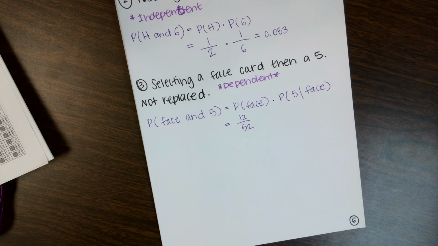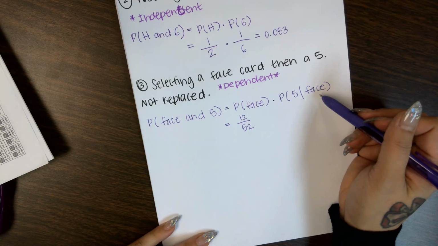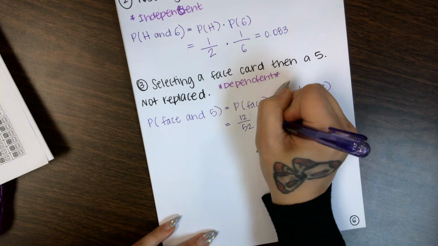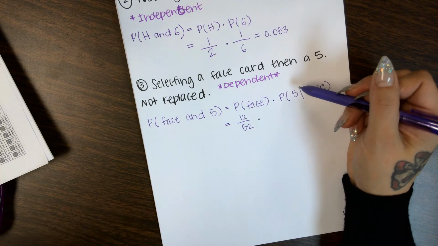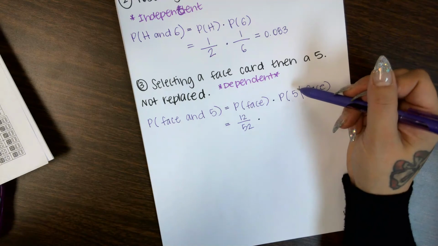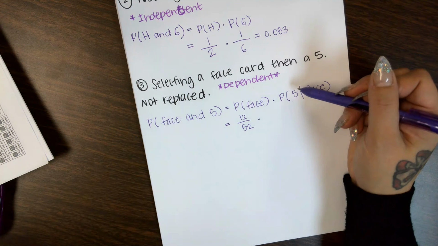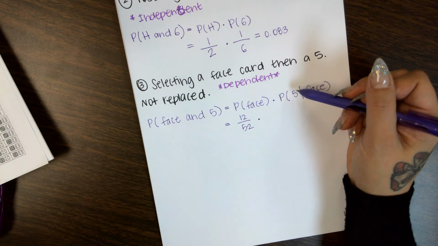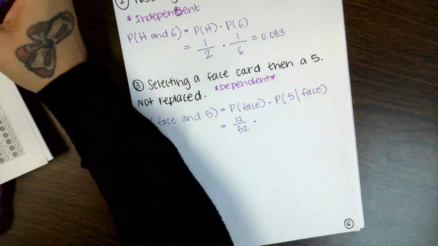And then remember with the conditional, whenever we have 5 given a face, what we do is we look at this first thing that's going to occur, which is a 5. That's my numerator. How many 5s are there? How many outcomes would result in a 5? There's 4 5s, and I just go to the 5s and count 1, 2, 3, 4. There's 4 5s.